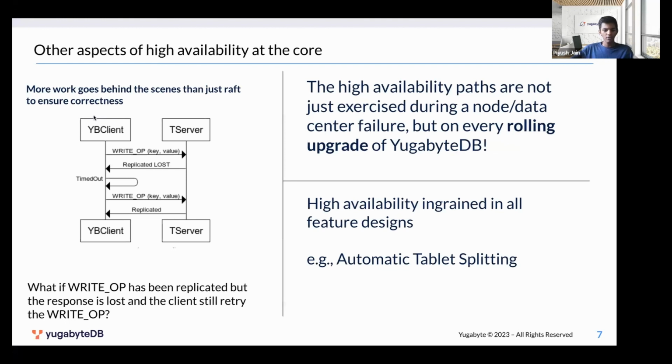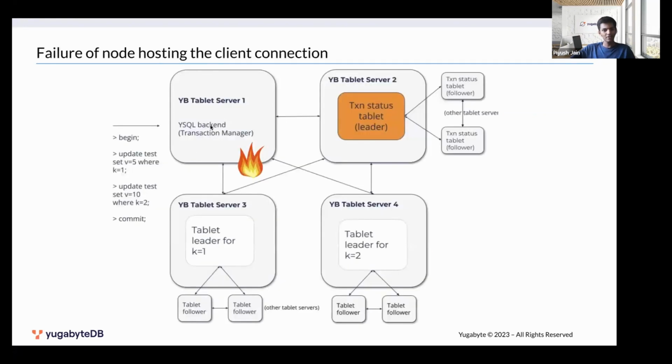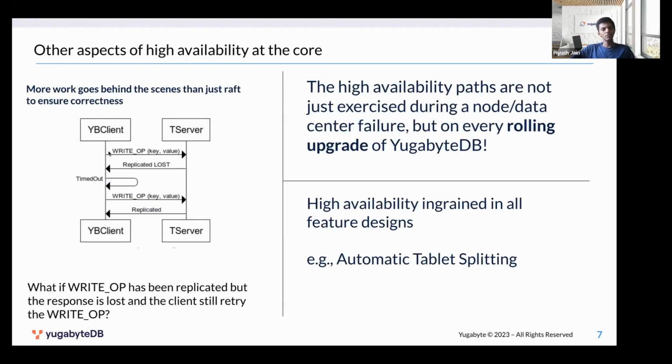When you do high availability in a distributed database, it's not just Raft which helps. It's not like you put in Raft and magically you get this. There's a lot of work which goes in. For example, in this diagram, this YB client is basically the same as the backend here. So your query layer issues write operations.